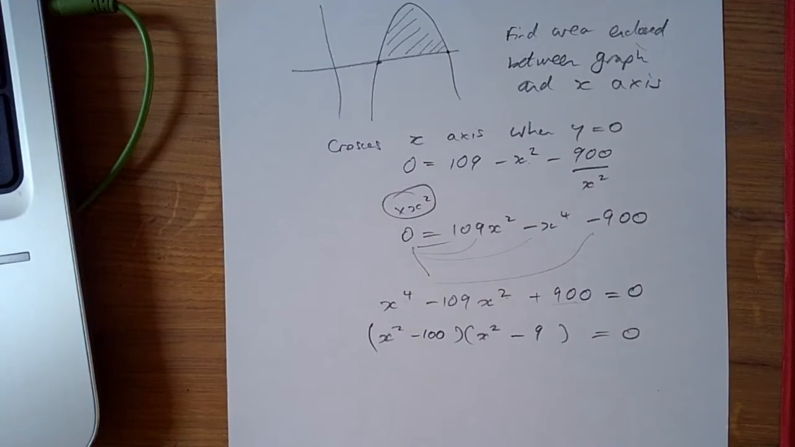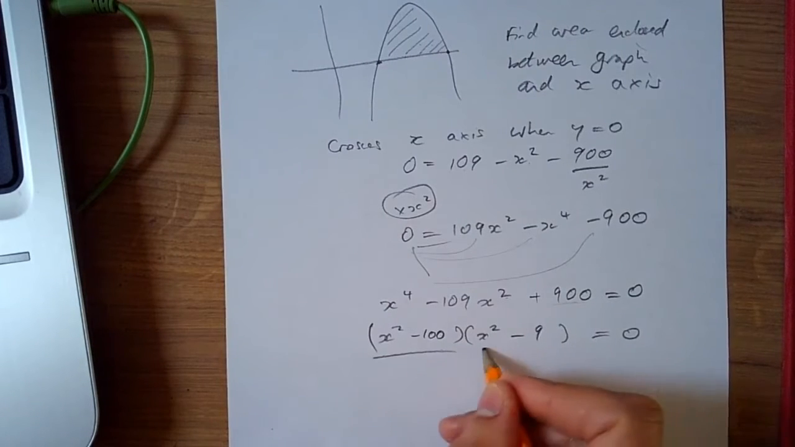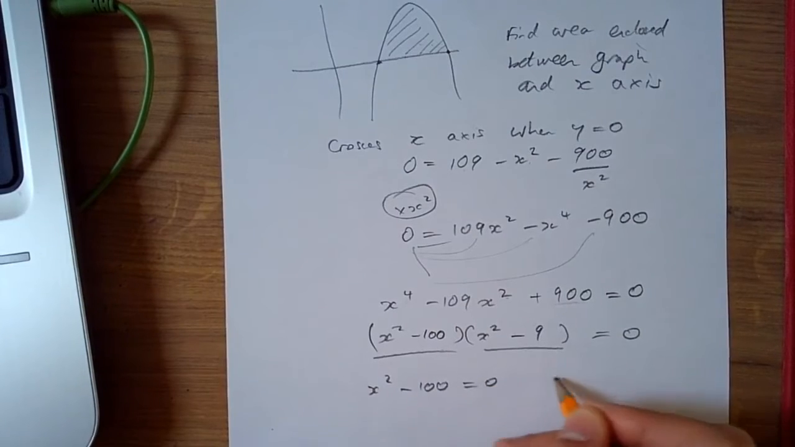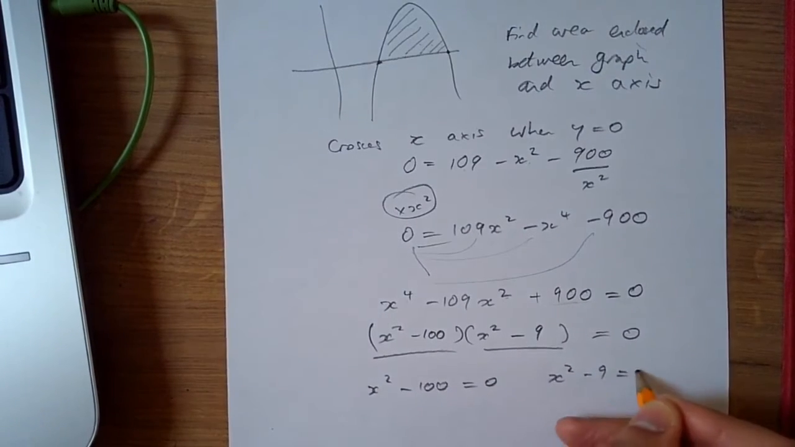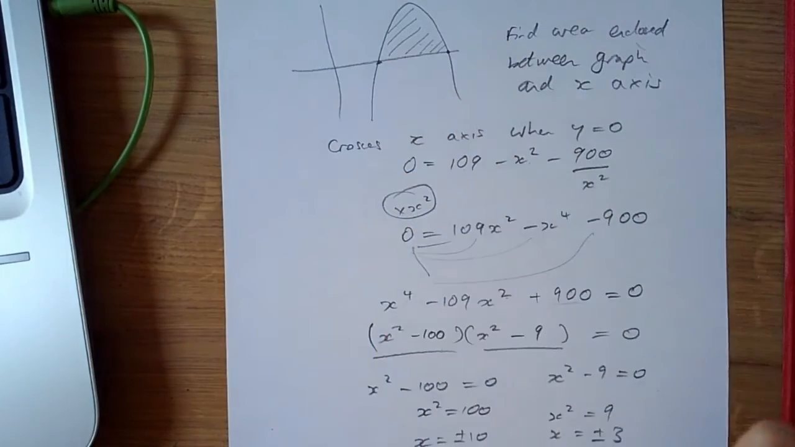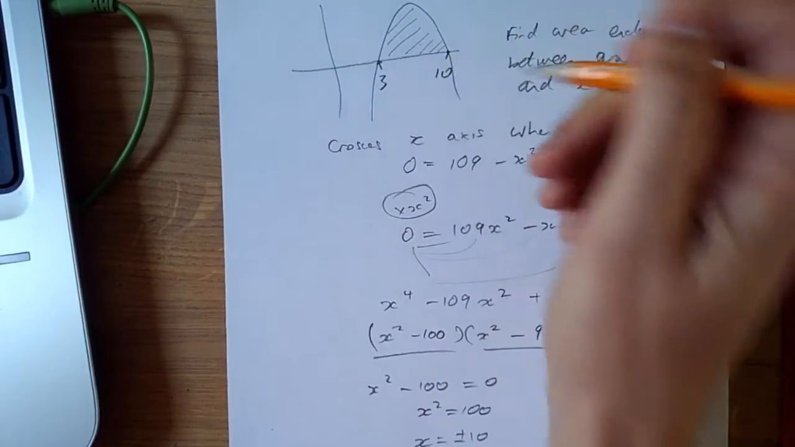Okay, you can take a moment and have a look at that. Now you've got 2 things multiplying to be naught, so you set these things separately equal to 0 and solve them. With this one we're going to get x squared is 100, so x is plus or minus 10. And with this one we're going to get x squared is 9, so x is plus or minus 3. Okay, so looking at those values in this part of the graph, this sketch here, this is going to be 3 and this is going to be 10.